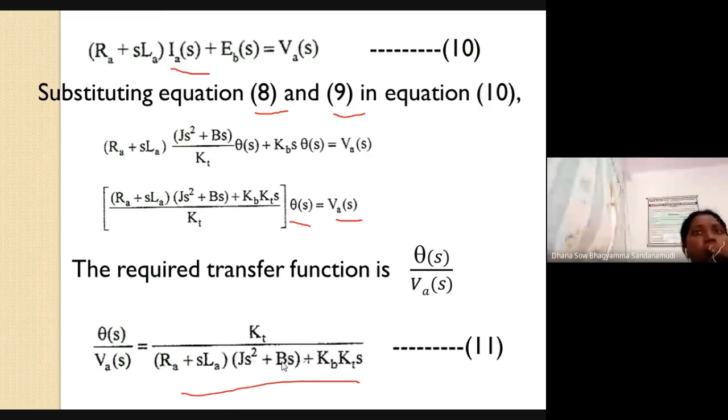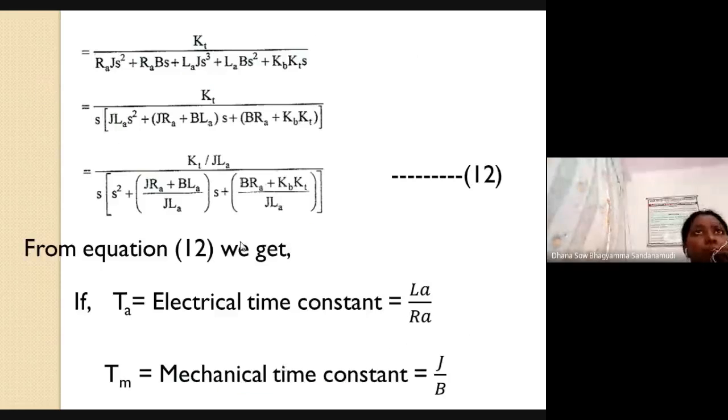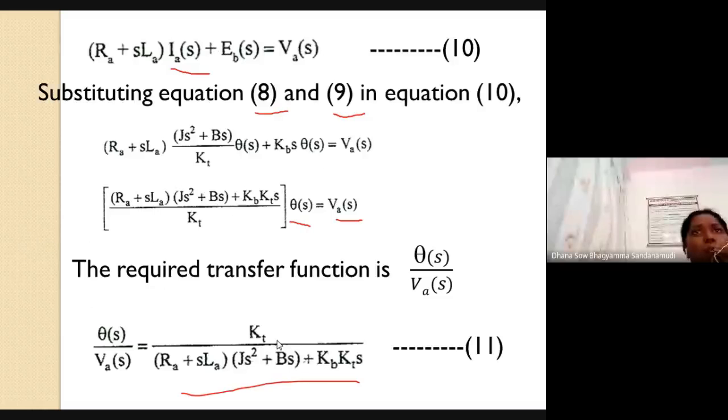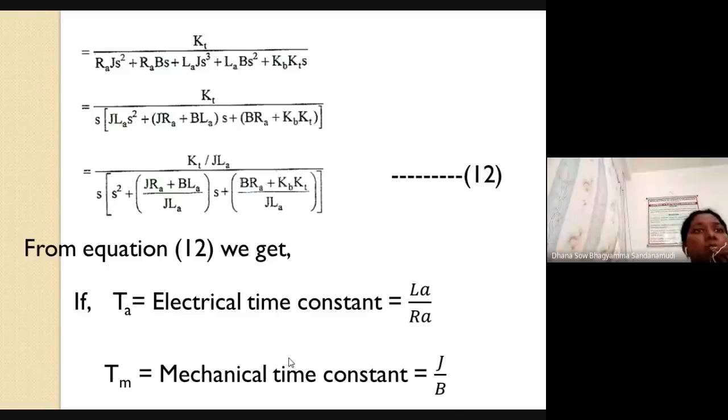Further you can simplify this equation. See, I have simplified it. Simply I have expanded this equation. If you see these two products, these two products can be multiplied. You just simply multiply, you will get this equation. After multiplication, write down this equation in terms of s square plus s plus some constant.